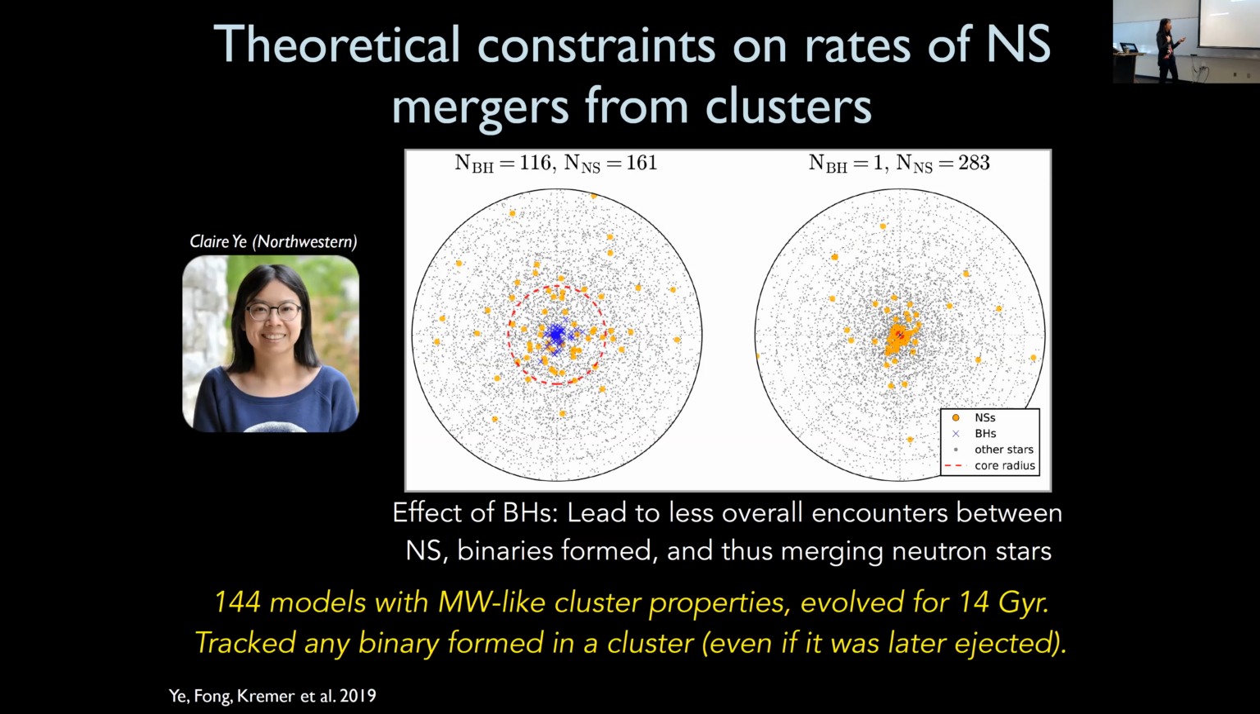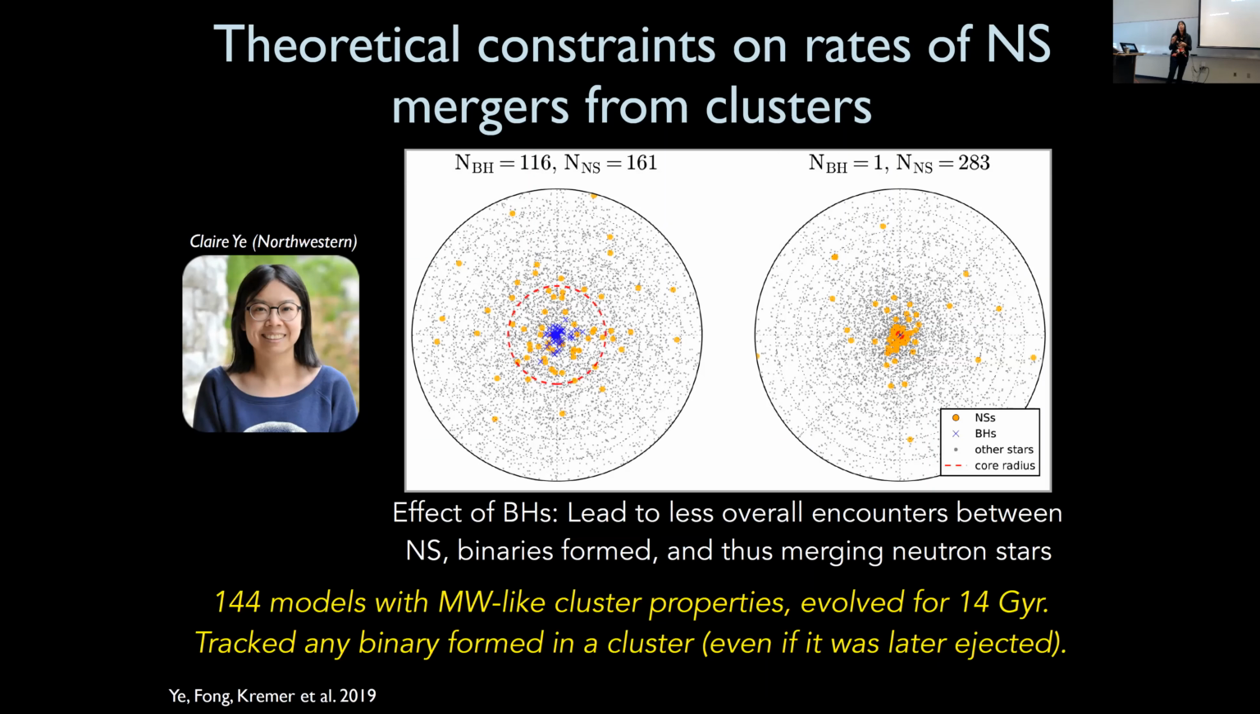Whereas if you only have a small number of black holes, in this case only one black hole, the neutron stars can sink toward the center, undergo more encounters, and form more neutron star binaries and more mergers. So the effect of black holes is really important in trying to understand this. That's just one snapshot of a globular cluster with black holes and without.